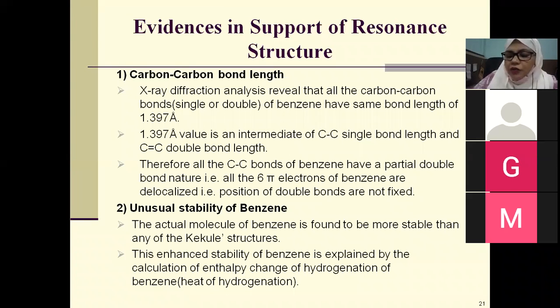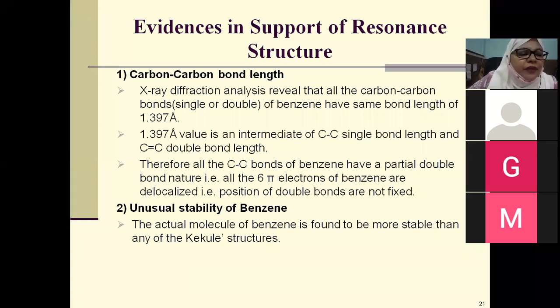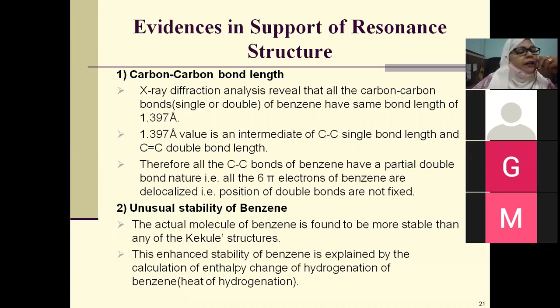The next topic is the unusual stability of benzene. We said that benzene shows an unusual type of stability, meaning alkenes are not very stable but benzene is stable. So why is there unusual stability of benzene? This actual molecule of benzene is found to be more stable than the Kekulé structure, and it was shown again by doing the heat of hydrogenation calculation reactions.